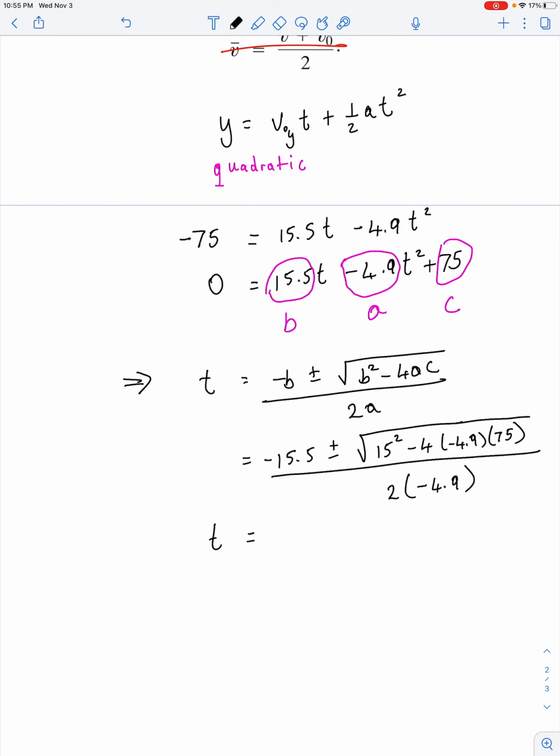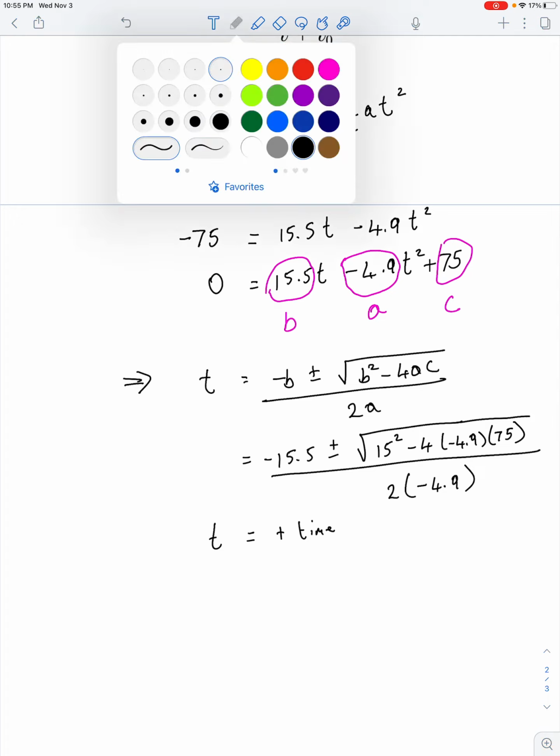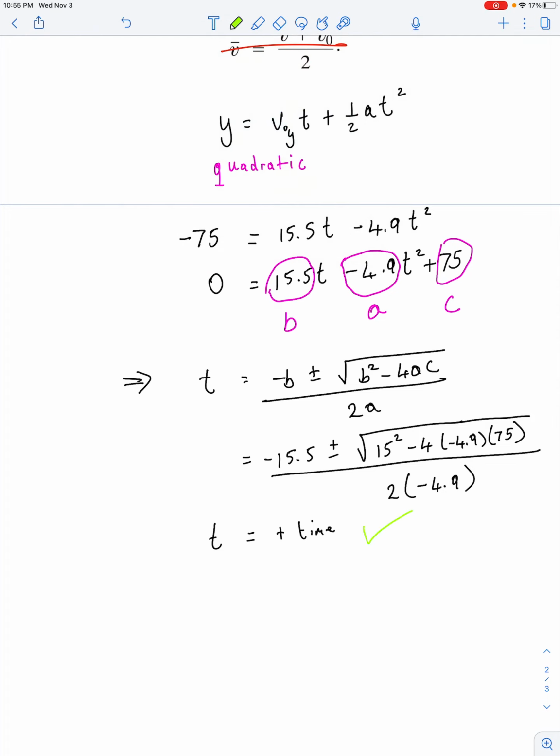Usually you want to take the positive time. In this case, you'll have a positive time and a negative time. In cases where you have two positive times, then you'd have to decipher which one it is. But if you have one positive time and one negative time, it's easy to decipher. Take the positive one. Why? Because time can't be negative. And with that, you're done solving that part. Check mark. Let's go. W's.